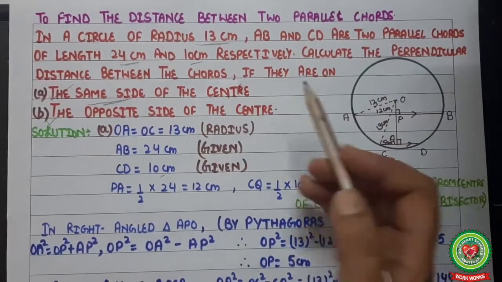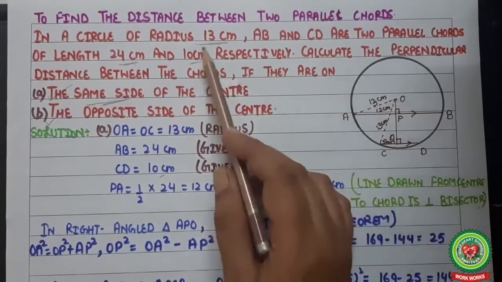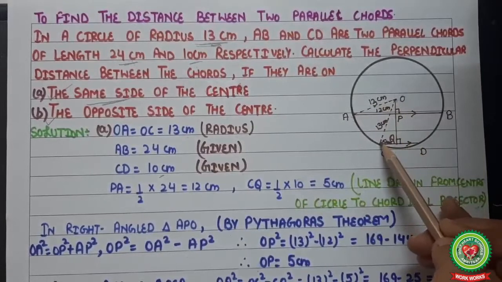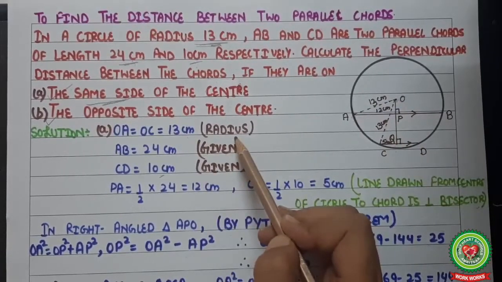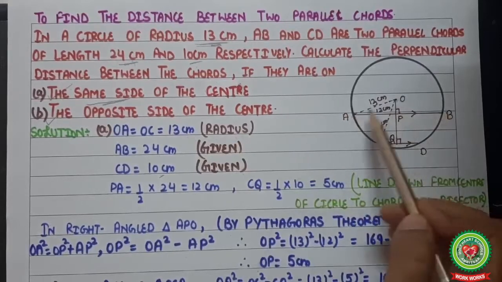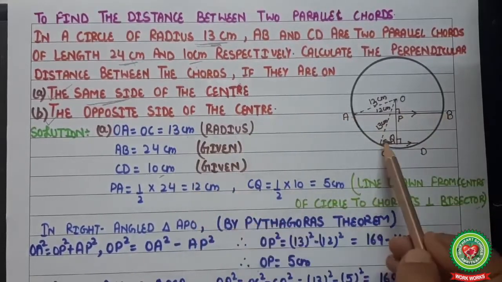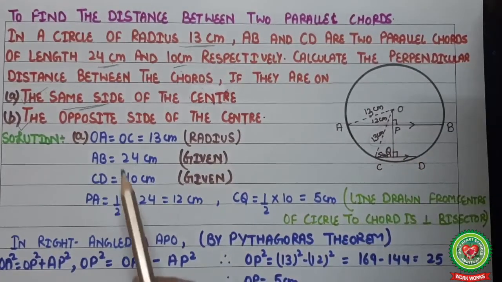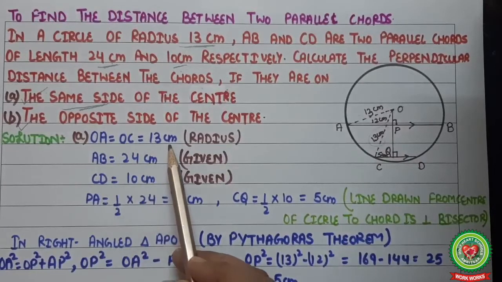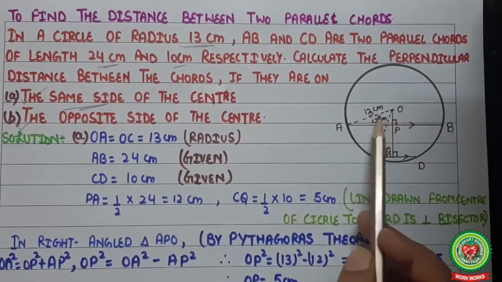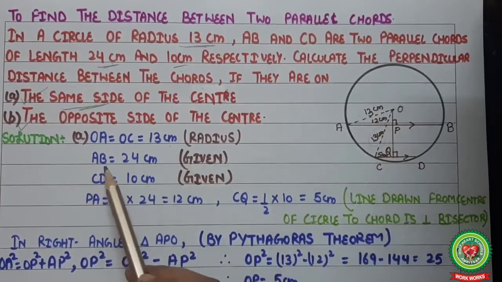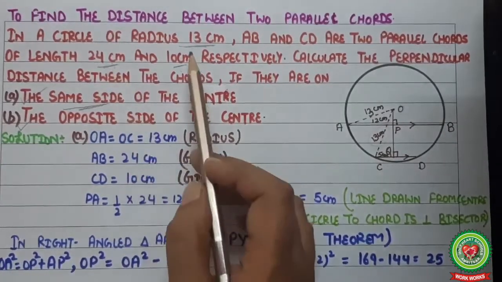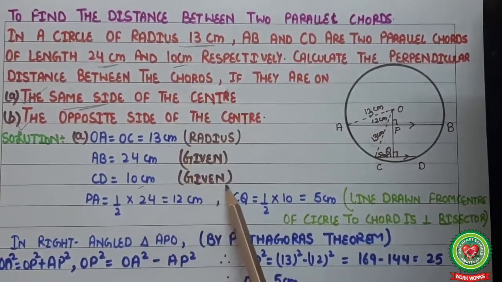Students, see what is given to us in the statement. We are given the radius as 13 cm. So here OA and OC are the radius, so there will be 13 cm. And we are also given the length of AB, that is 24 cm, and the length of CD, that is 10 cm. Now OA equals OC equals 13 cm because they are the radius of the given circle, and AB is equal to 24 cm. It is given to us in this statement, and CD, that is 10 cm, is also given to us.